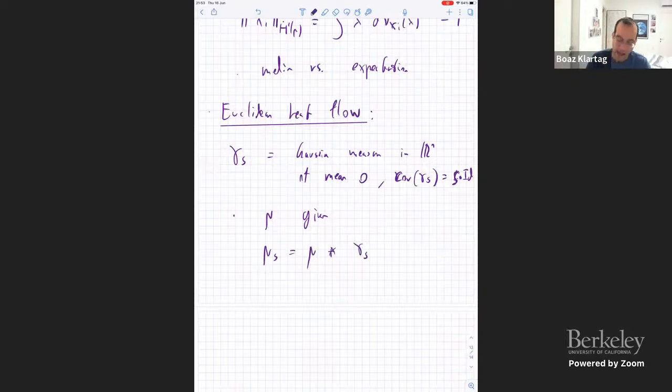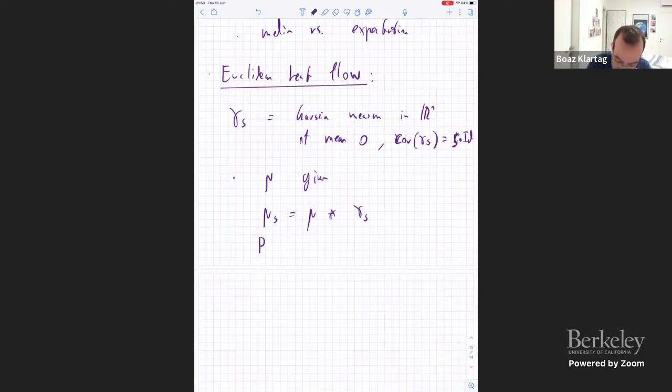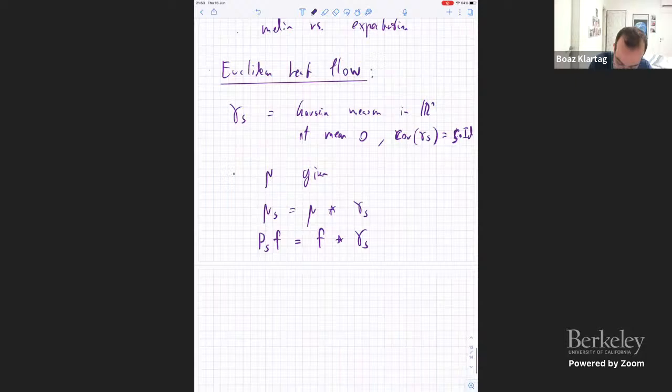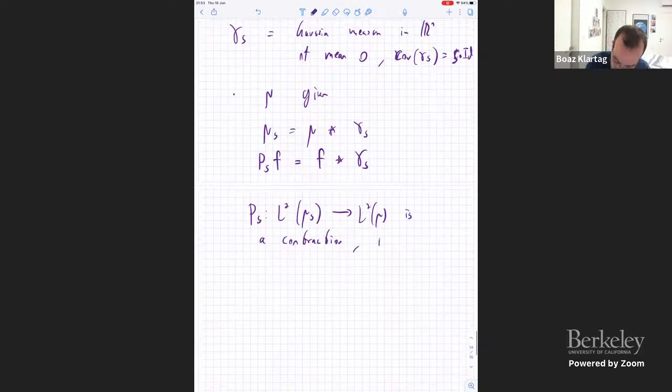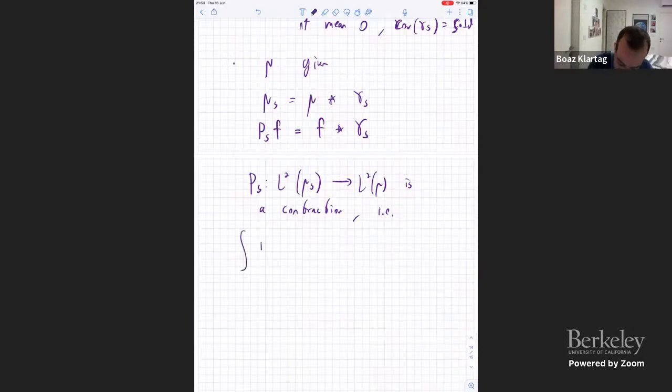It's not log-concave now. And I also want to look at the PS operator. Why do I need to define PS and mu S? That's because PS is a contraction from L2 of mu S to L2 of mu. This means that the integral of PS of F squared d mu is smaller than the integral of F squared d mu S, and this is for any mu, any F, no local concavity. It's a very simple thing.